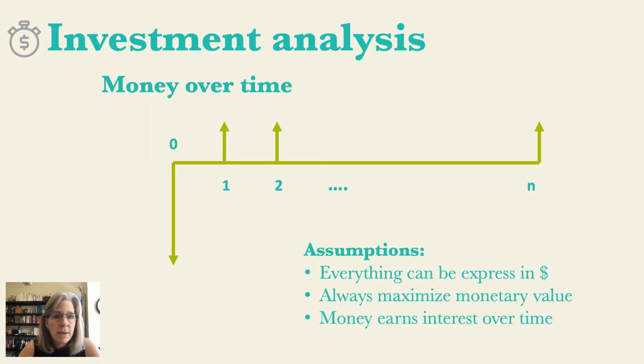Now, the basic assumptions in this kind of analysis is that everything can be expressed in terms of money. So even things like quality can be converted to money, and you might do something like, well, if it's higher quality, we can get higher prices, and that's money. There are some things in this world that can't be expressed in money, but those are usually sort of ignored in an investment analysis of this type.